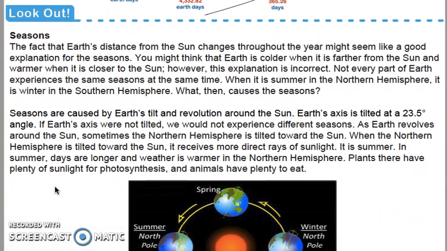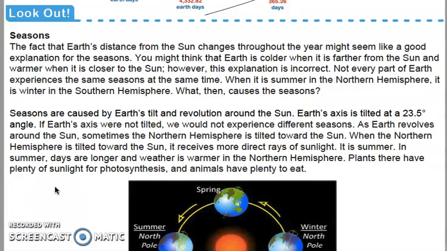The fact that the Earth's distance from the sun changes throughout the year might seem like a good explanation for the seasons. You might think that Earth is colder when it's farther from the sun and warmer when it's closer to the sun. However, this explanation is incorrect. Not every part of the Earth experiences the same seasons at the same time. When it is summer in the northern hemisphere, it is winter in the southern hemisphere.